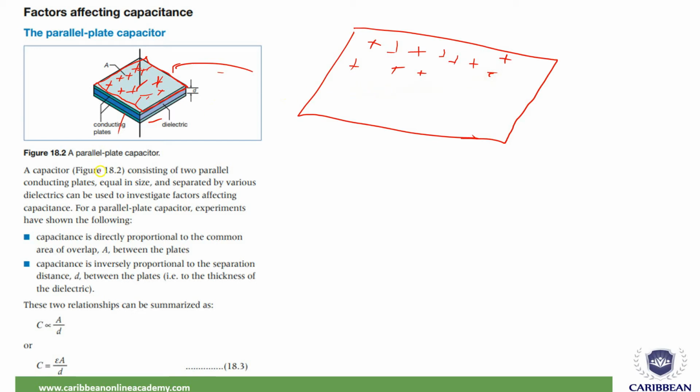Now, there's another factor that affects the capacitance, and that is what we refer to as the separation distance between the plates. We generally refer to that as D. So this D that you're seeing right here, that's what we refer to as the separation of plates.